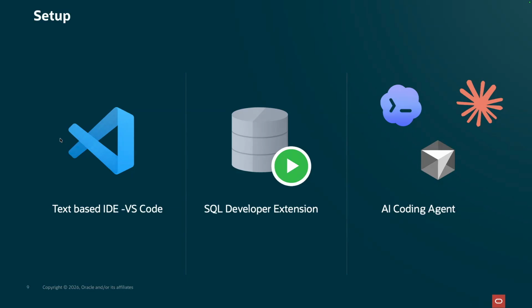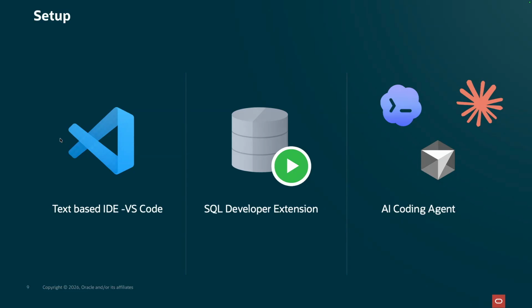Once you have VS Code installed, the next thing you need is the SQL Developer extension. This is where you need to install that as an extension in your VS Code. I will show you how to do that. And then you need AI coding agents. Of course, we are using AI to generate the application, so we will use either of the coding agents. In my case, I'm using Codex, but you can use all the preferred popular coding agents, like Claude, Codex, and many others available as per your choice.